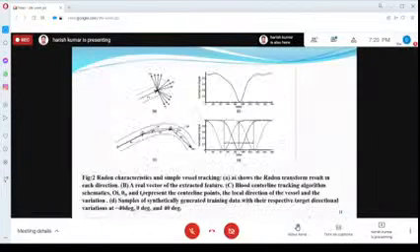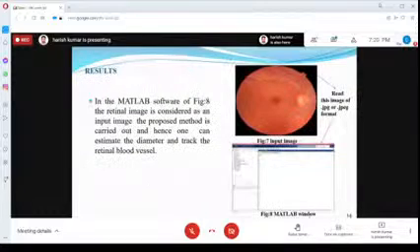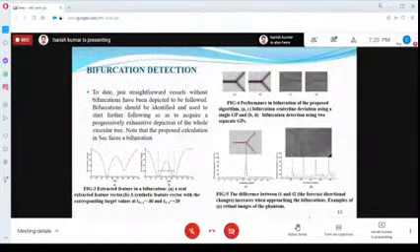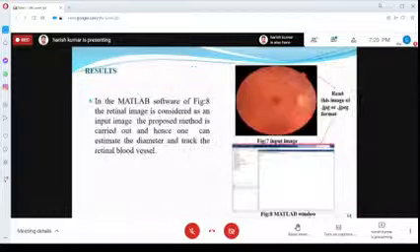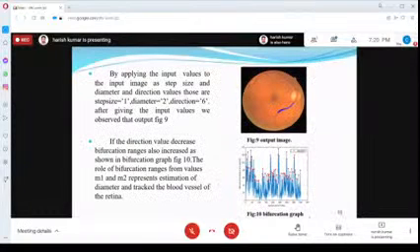Wait for some time. Yeah, this is the retinal image. This is the human eye image. This human eye image is taken as an input in MATLAB. So we are going to plot the graph depending upon the mean values of the image.